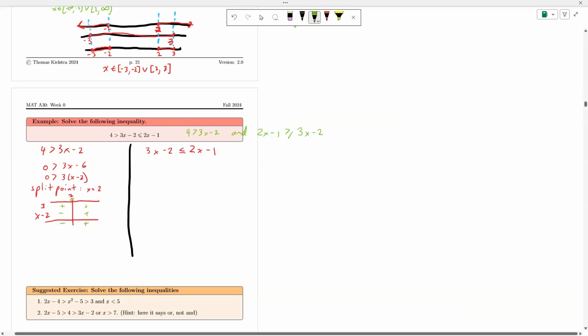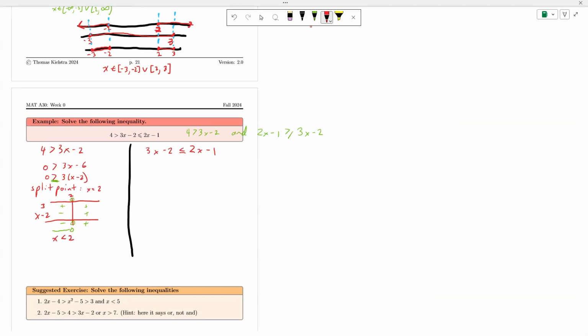At 2, I am 0. I want to be strictly less than 0. My goal is my expression is less than 0. So I'm going to be not at 2 and everything less, which tells me that x is less than 2.